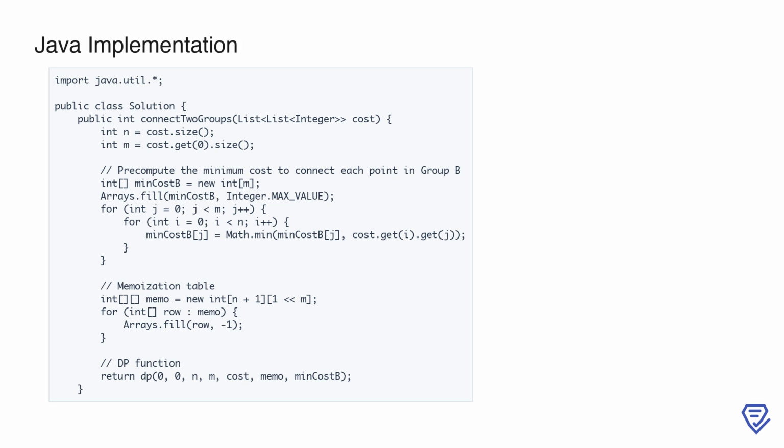We initialize this array with the maximum integer value to ensure proper comparison, and then iterate over all points in group A and group B to fill it with the minimum costs. After that, we declare a memoization table memo to store intermediate results for our dynamic programming approach. This table is initialized with -1 to indicate uncomputed states. Finally, we call the recursive dp function to calculate the minimum cost and return the result.